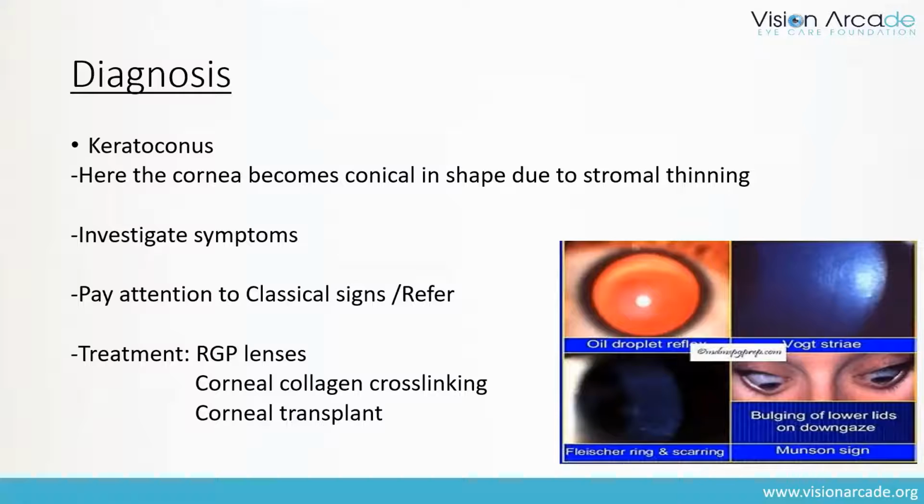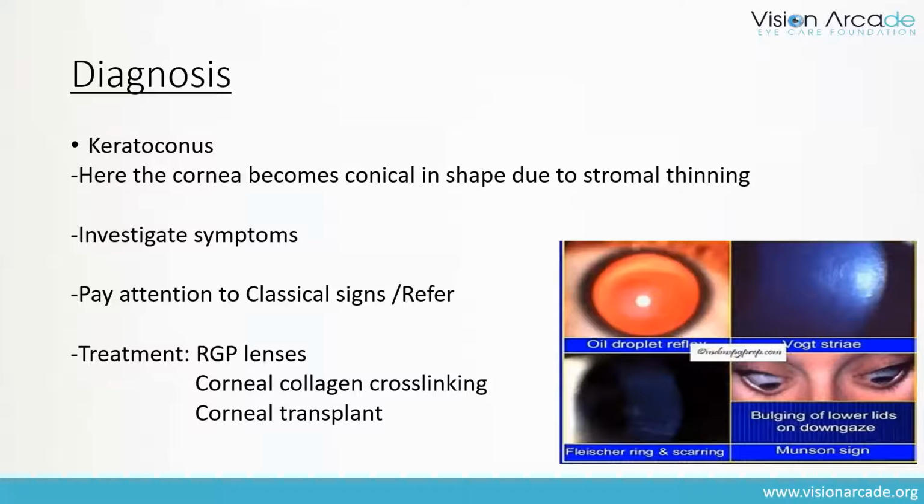And we've got Fleischer's ring as well, which is iron deposit on the epithelium. You will normally notice that on your slit lamp. And the same thing with the Vogt's striae. These are some of the things you want to look out for when your patient presents with signs or symptoms of keratoconus. And once you figure this out, you need to refer the patient as soon as possible.